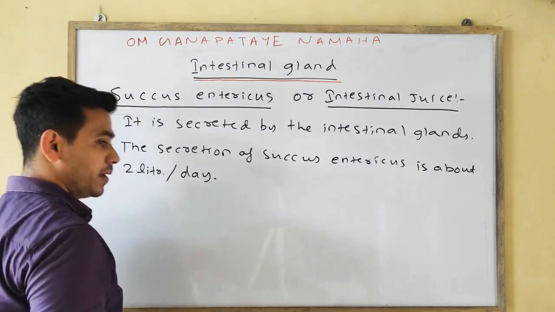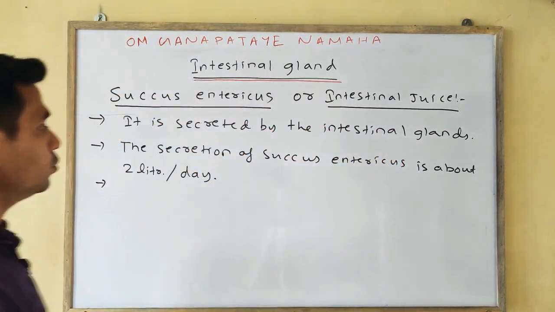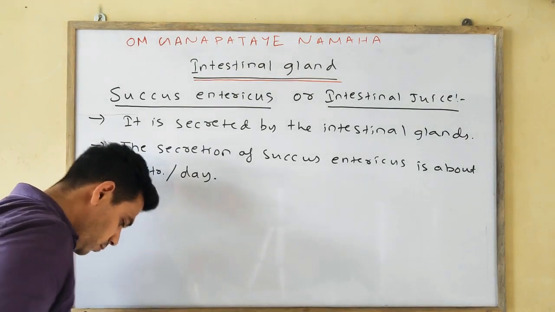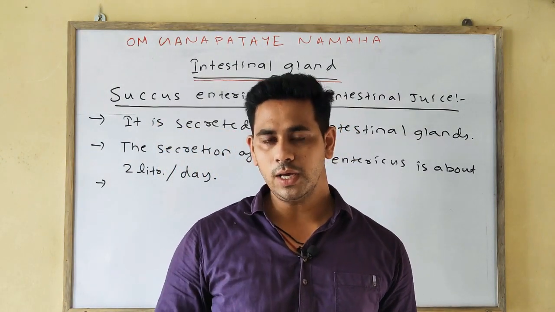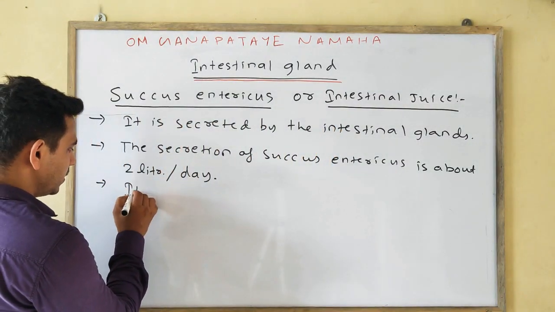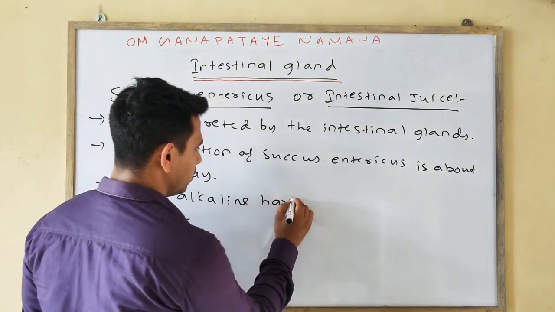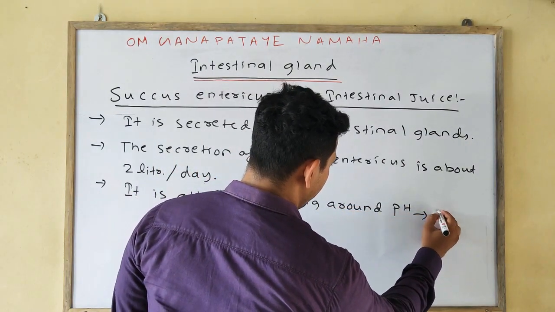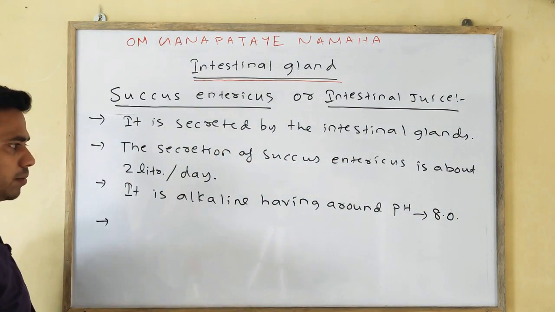Pancreatic juice was about 1.5 liters, or 1500 ml, but in the case of the intestinal juice it is around 2 liters per day. Next point, is it alkaline or acidic? It is alkaline, meaning basic, having around pH 8. So the pH of the intestinal juice, the succus entericus, is about 8.